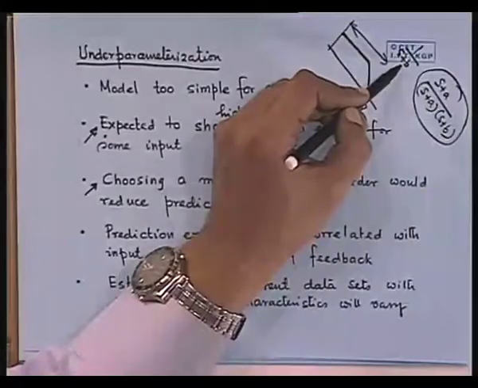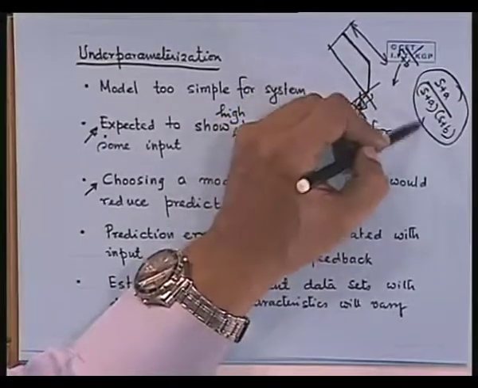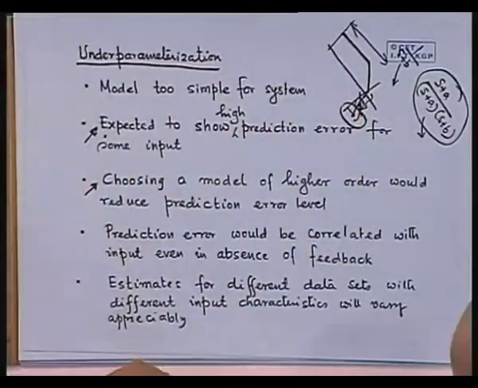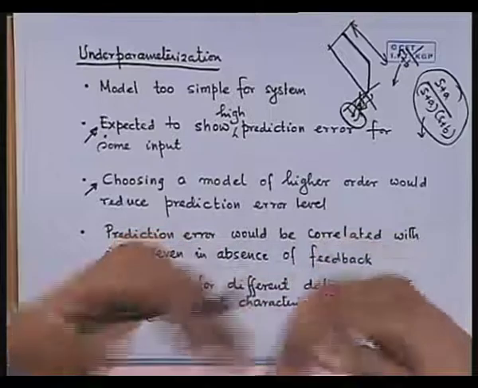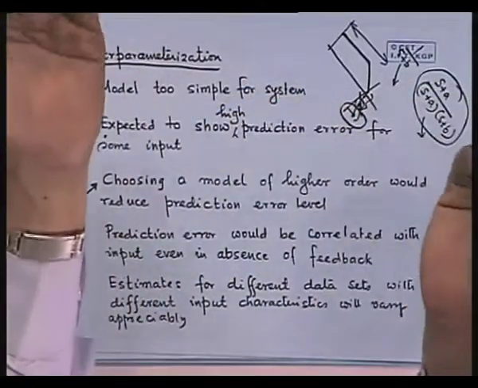Some extra pole will appear, both on the numerator and the denominator. But as far as the prediction is concerned, it will be the same. For example, (S plus A) by (S plus A)(S plus B) is a second order model. Actual model is 1 by S plus B. But if you simulate 1 by S plus B and if you simulate these two, you will get the same output. So because you will get the same output, you will have the same level of prediction error.